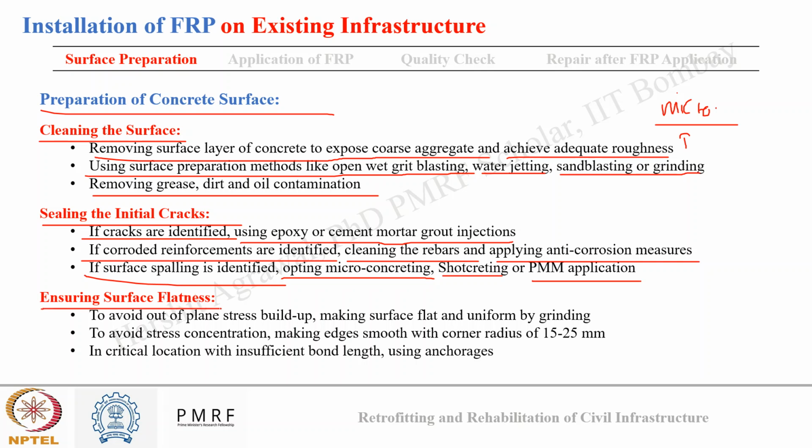Finally, in preparation of the concrete surface, we should ensure that the surface is flat. This will avoid any out of plane stress buildup, and it will avoid any type of stress concentration that can occur. For avoiding stress concentration, we should make the edges smooth with a corner radius of 15 to 25 mm. And in critical locations with insufficient bond length, we should use anchorages. So this is how we prepare the concrete surface before application of FRP.